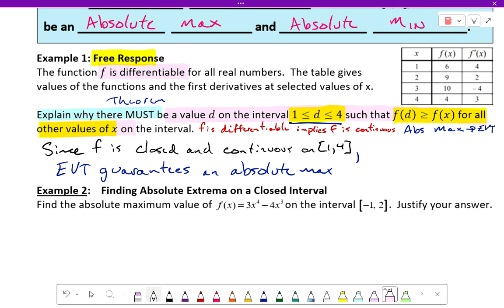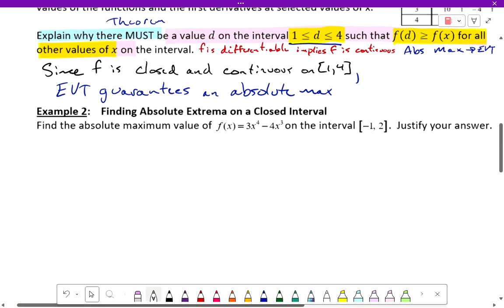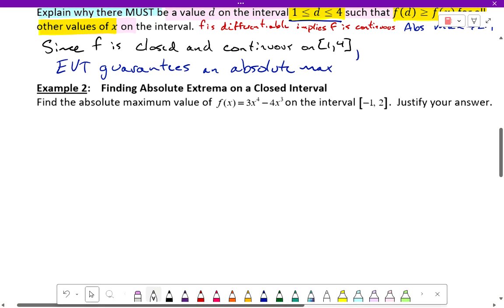There's no numbers that I have to say. As long as it's closed and continuous, I'm guaranteed to have an absolute max. Makes sense on what we described on that one. Okay? That's it for EVT for the day. It's pretty straightforward and simple. Okay? Example 2 here is something we've already done before, so it shouldn't look crazy different.